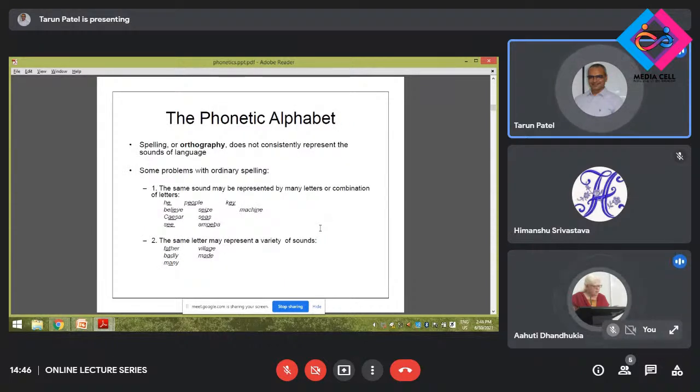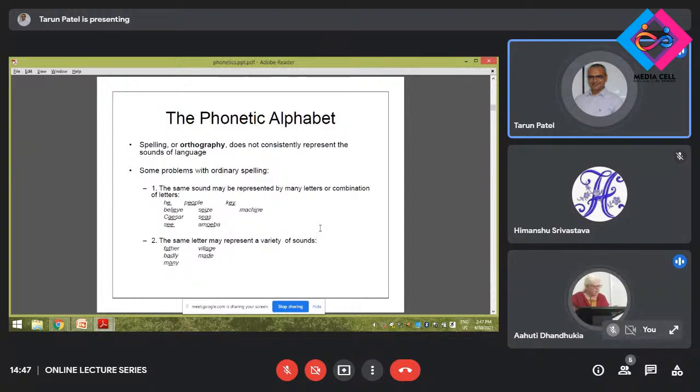Now, the phonetic alphabet. Spelling, or orthography, does not consistently represent the sounds of language, and some problems are there with certain ordinary spellings. For example, the same sound may be represented by many letters or combinations of letters. Here we have he; we have eo, that also represents E, whether we say he, people, believe, sees, machine, Caesar, see, or amoeba.